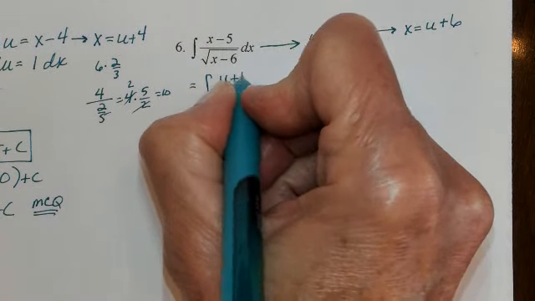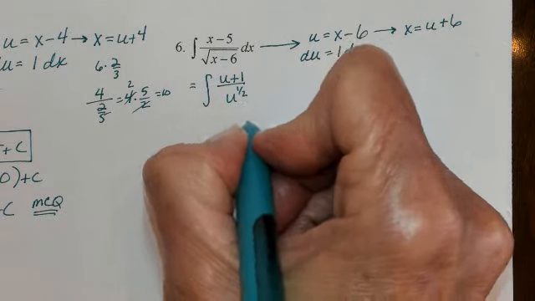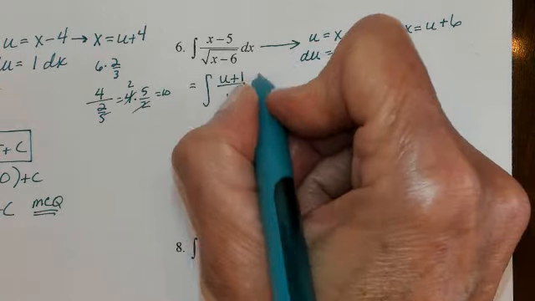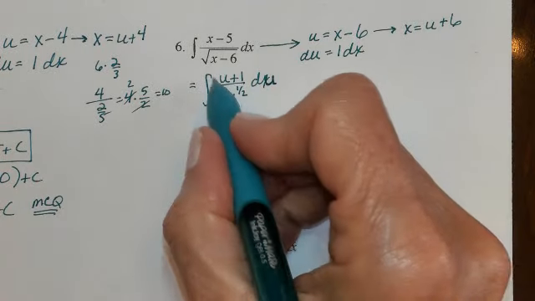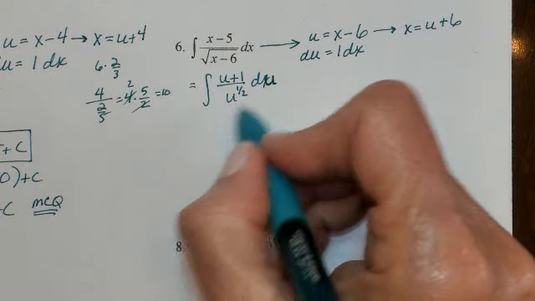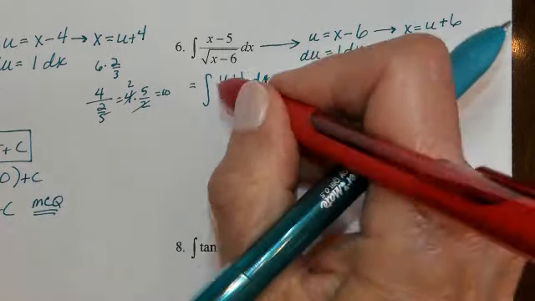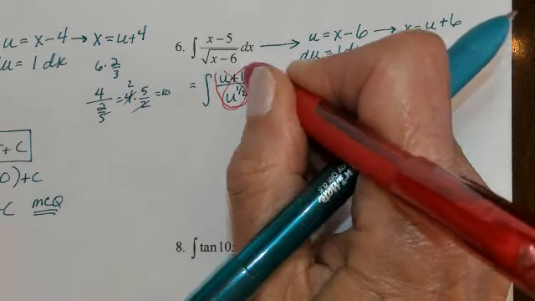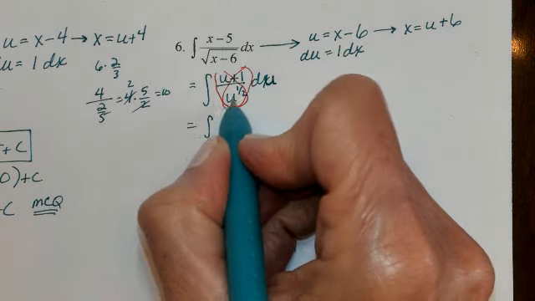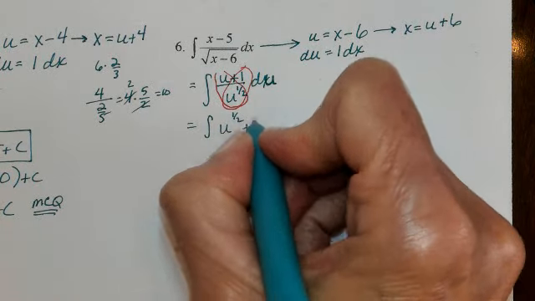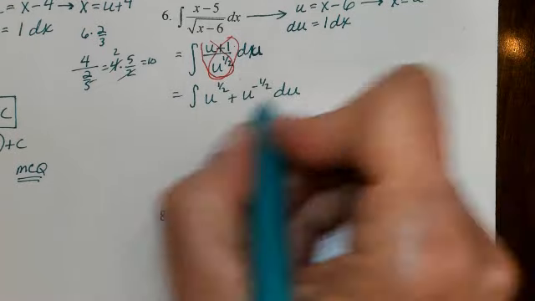So on top now I have u plus 1. On the bottom I have the square root of u, which is u to the 1/2. And then remember dx was just du. Oops, dx was du. Okay? It's still not power rule friendly, so since there's a single u in the bottom, we apply it to both terms on top, right? So this becomes the integral of u to the 1/2, because u divided by u to the 1/2 is u to the 1/2, plus 1 over u to the 1/2 is u to the negative 1/2, and now it's power rule ready. We're ready to go.